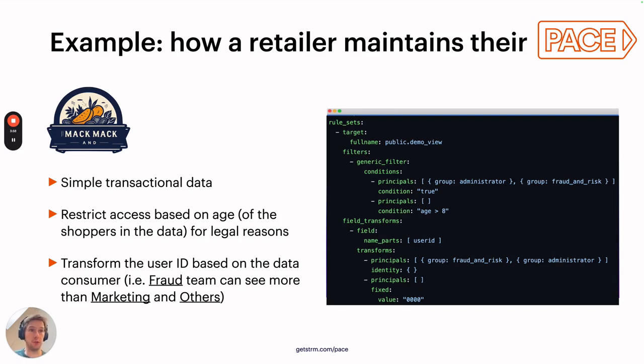We define the rule sets to a table that's called public demo view in this instance. And then we apply the filters. First, we filter out all ages under 8 for the principals that are not the group administrator and the group fraud and risk. And then we define the field transforms and we apply this to the field user ID. And if someone is in the group fraud and risk or admin, they can actually just see the user ID. If they are not in one of those groups, we'll replace the original user ID with a 0 value. So you can't see the user ID if you're not inside fraud and risk.